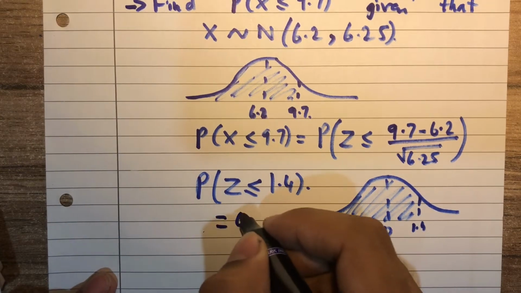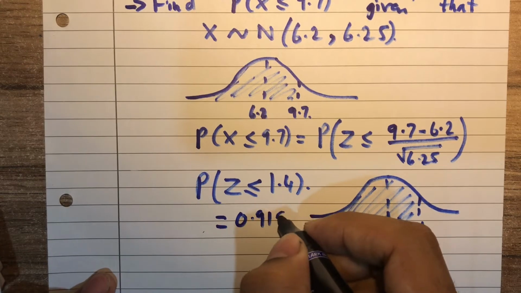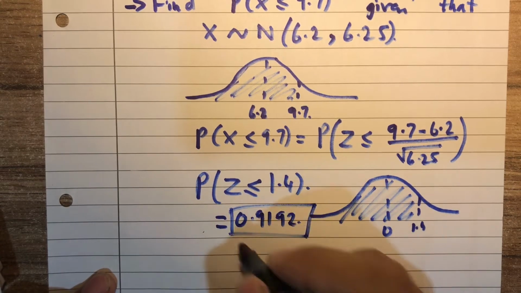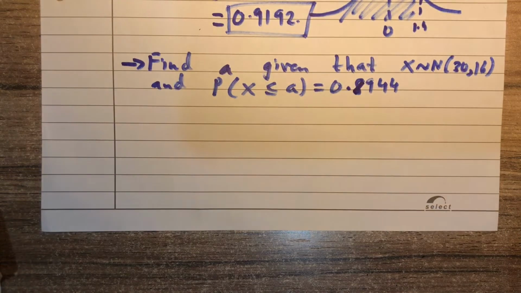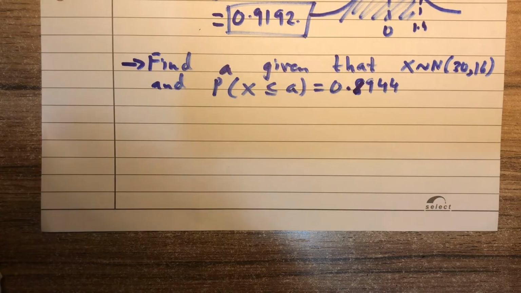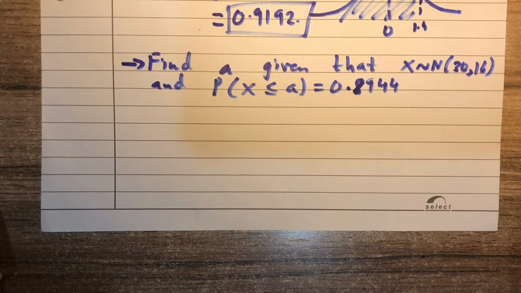This is equal to 0.9192. So what we were doing earlier was that we were given the number and we have to find the probability for that value, right? But now we are given a variable as the value and we are given its probability and we have to find that variable.